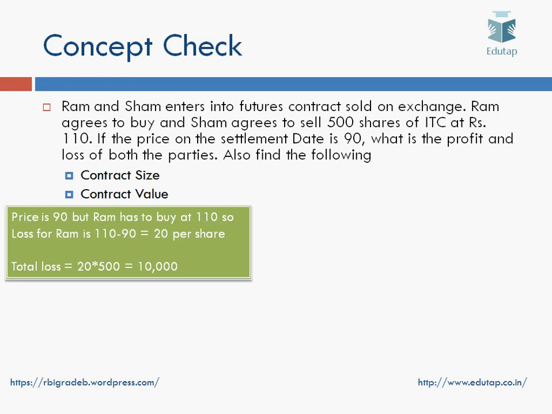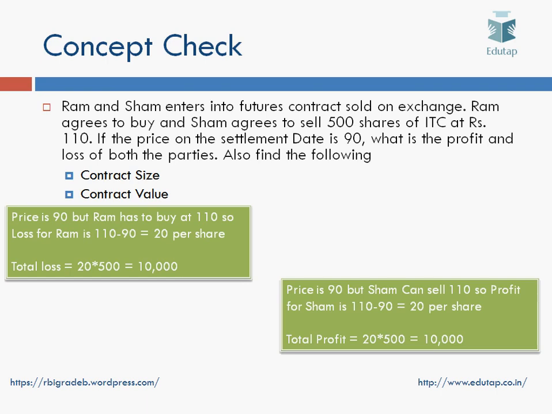Now let's calculate the profit and loss. The price at the settlement date is 90, but Ram has to buy at 110. So the loss for Ram is 20 per share. His total loss would become 20 into 500, which is the number of shares, equal to 10,000. And similarly Shyam: the price is 90, but Shyam can sell at 110. So the profit for Shyam is 110 minus 90, that is 20 per share. So the total profit for Shyam would be 10,000.